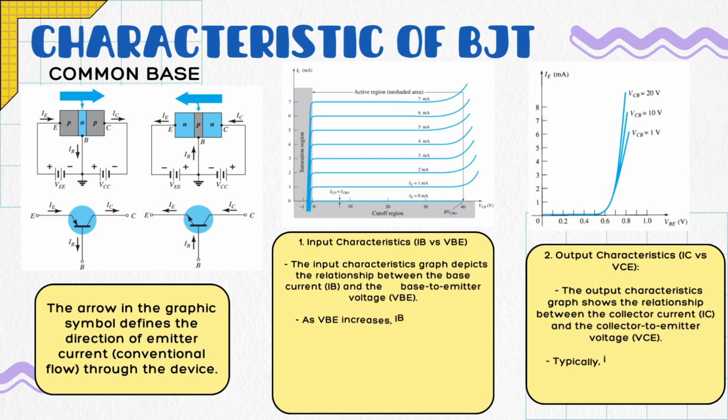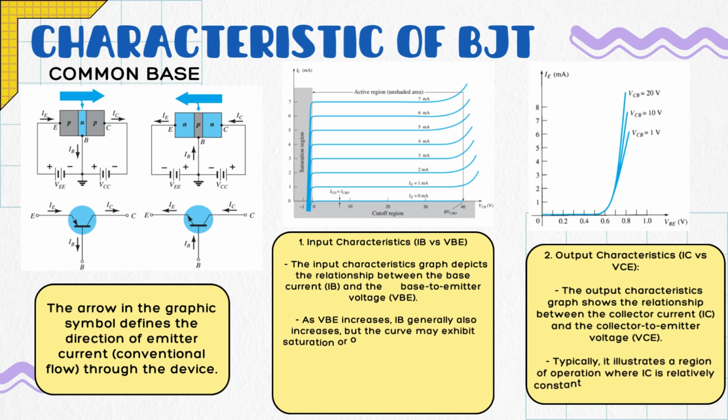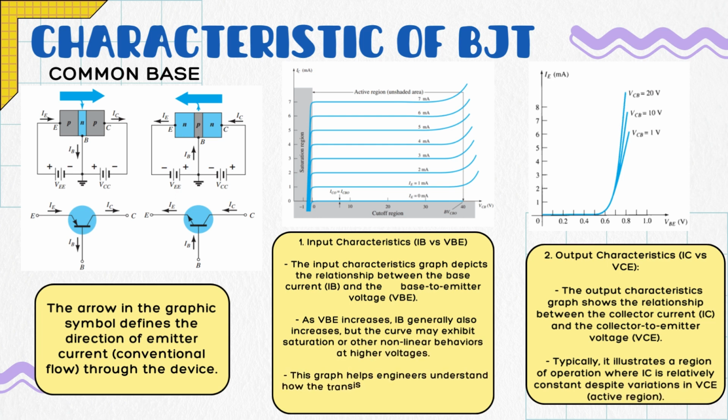For the first graph, it shows the input characteristic graph, which depicts the relationship between IB and VBE for the input in a common base. We can see that when VBE increases, IB generally also increases, but the curve may exhibit saturation or other nonlinear behavior at higher voltage.